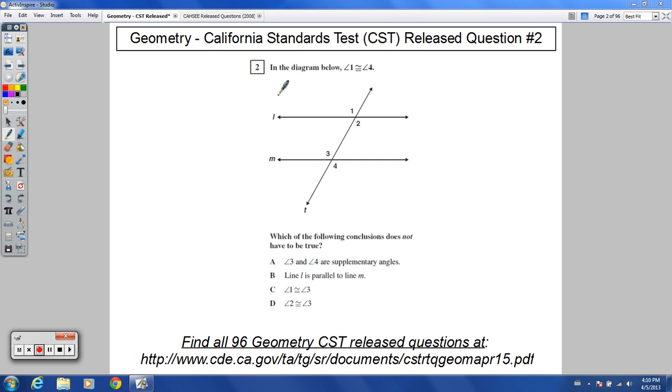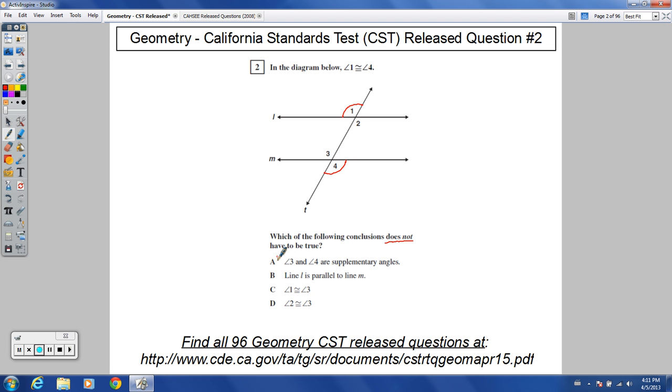This is release question number 2 for the California Standards Test, or CST, for geometry specifically. It says in the diagram below, angle 1 is congruent to angle 4. So we can draw this on the picture. We could say that this right here has the same measurement as that one right there. It says that's true.